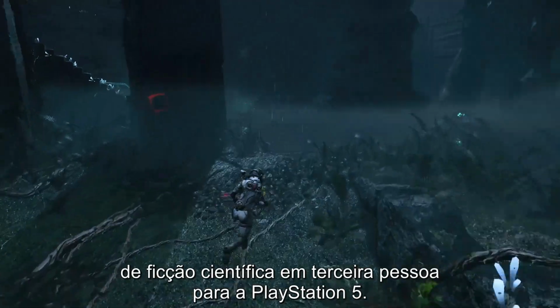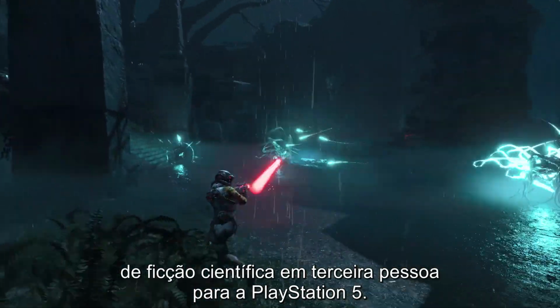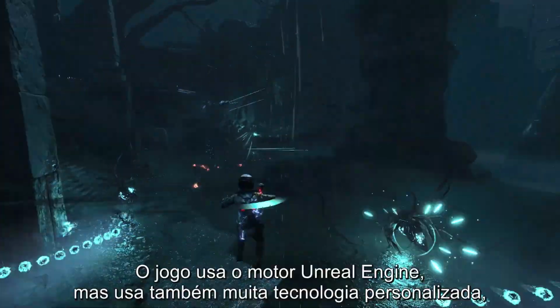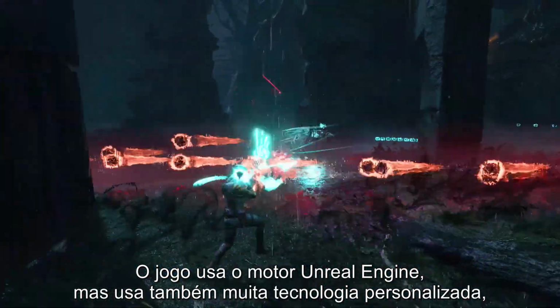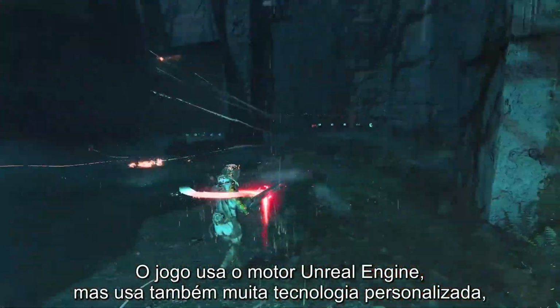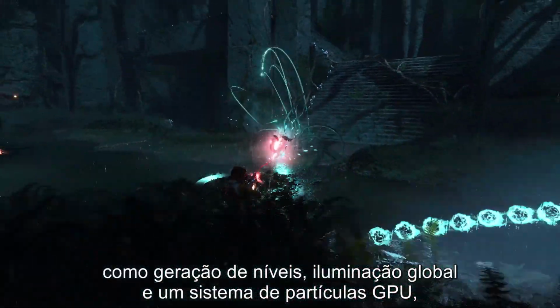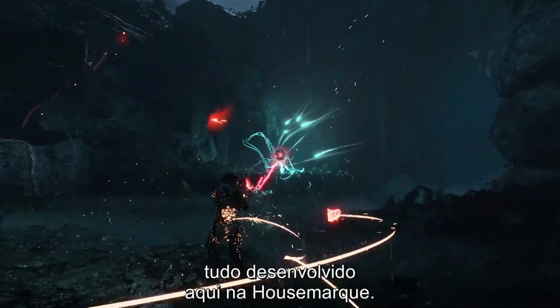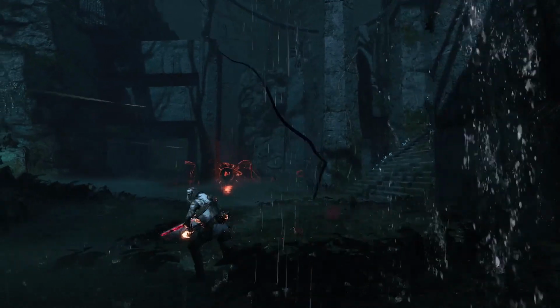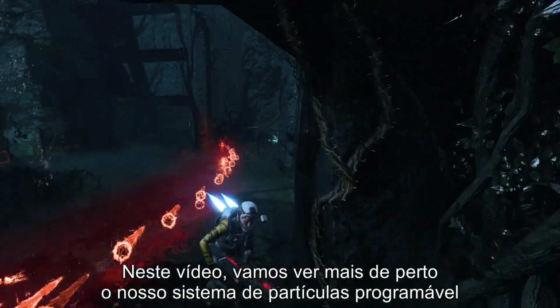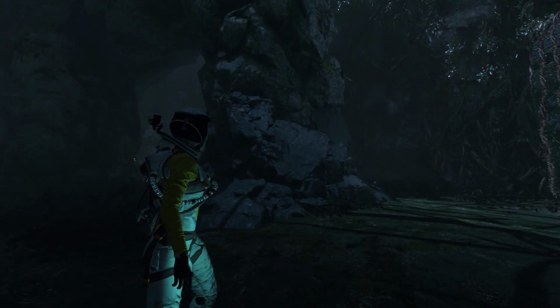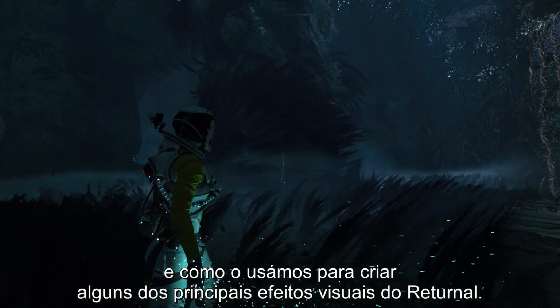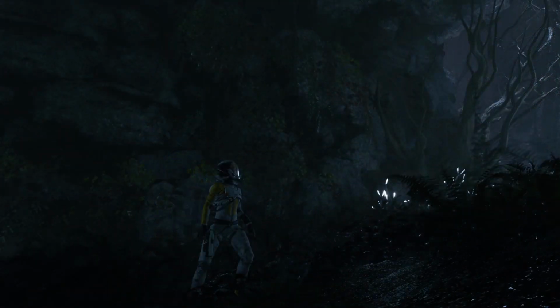Returnal is a third-person roguelike sci-fi shooter for the PlayStation 5. The game runs on Unreal Engine, but uses a lot of custom tech, like level generation, global illumination, and a GPU particle system that were all developed here at Housemarque. In this video, we'll have a closer look at our programmable particle system and how we used it to create some of the key VFX features for Returnal.